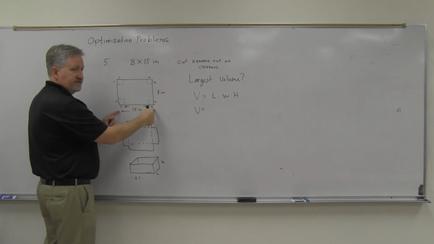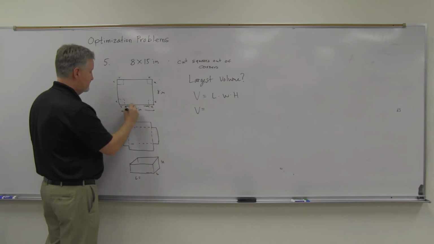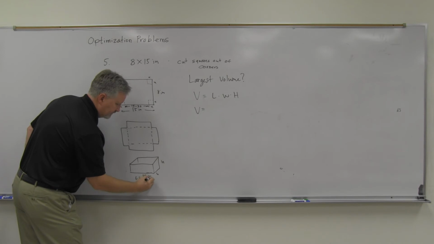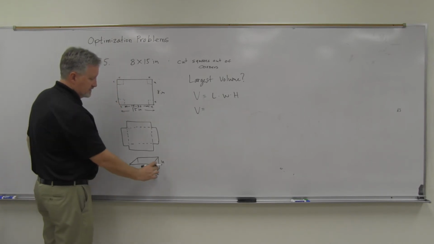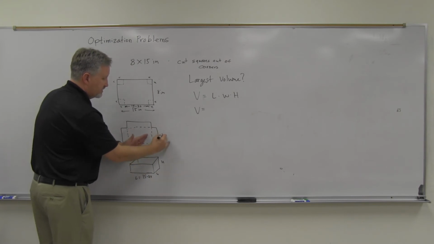So if this is 15, then what is that from there to there? 15 minus 2x? 15 minus 2x. So that's my length, 15 minus 2x. Same idea on the width. The width of this box, this is going to be the width right here.